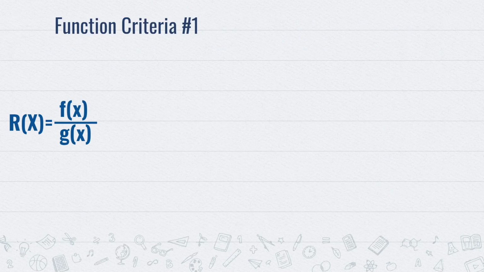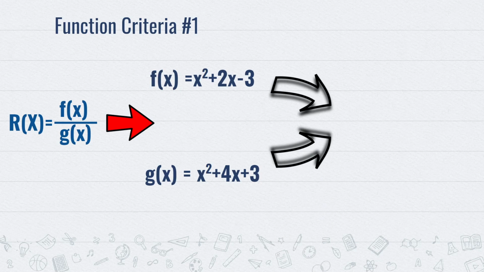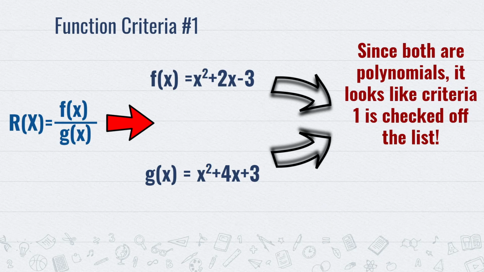Hello again. I'm now going to be going over the criteria for a function r of x. The first condition that our function must satisfy is that it should have the form f of x over g of x, both of which are polynomials. As you can see here, our f of x in this case is x squared plus 2x minus 3, and our g of x is x squared plus 4x plus 3. Since both are quadratic functions, criteria 1 is met.